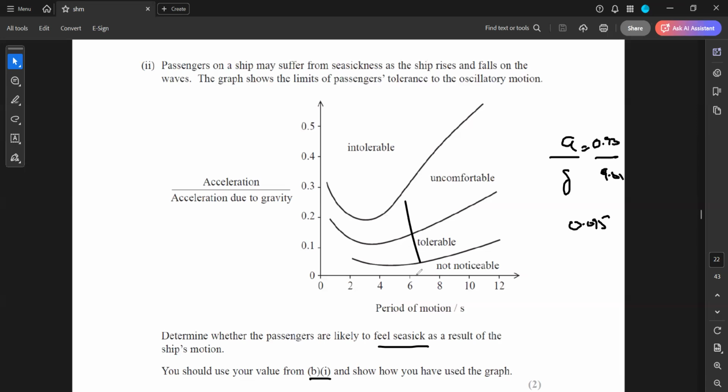And what was the period of the motion? It was 6 seconds. So where will I have these results, or it can be tolerable, because 0.095 is somewhere here, and the time period was 6 seconds. So we will have a point here. So it is lying in the region where it can be tolerated. Is it clear?